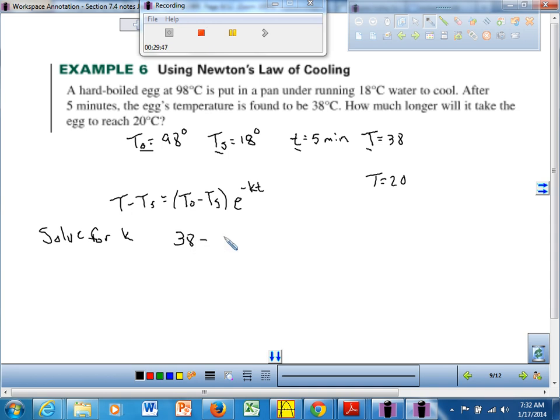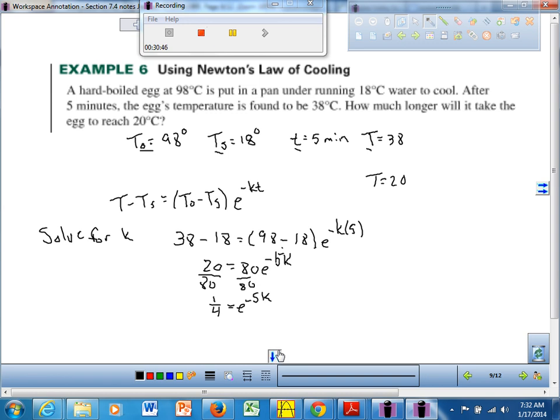So we have 38 minus 18 equals 98 minus 18 times e to the negative k times 5. We get 20 equals 80 e to the negative 5k. Now what do I do next? Divide by 80, and we get 1/4 equals e to the negative 5k.